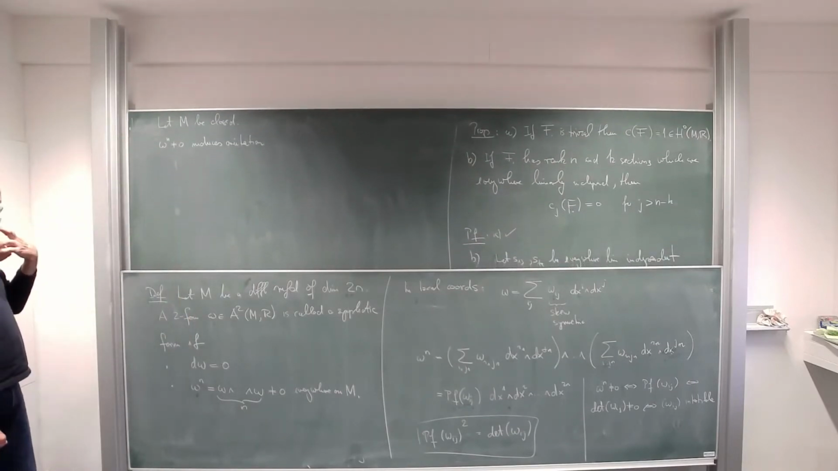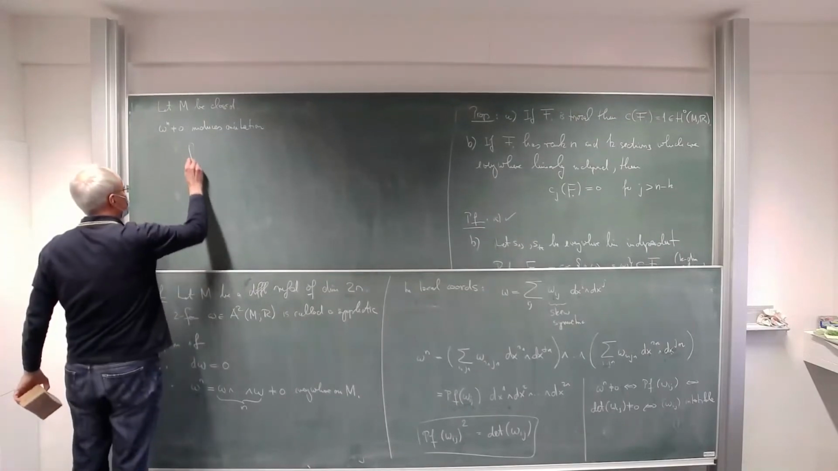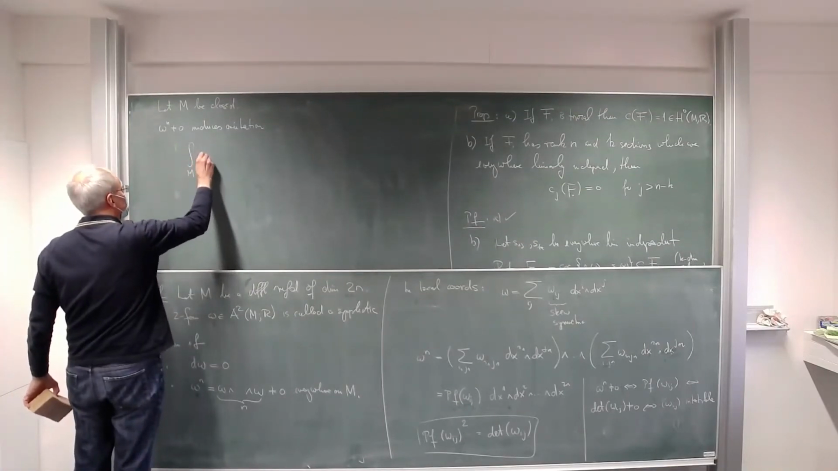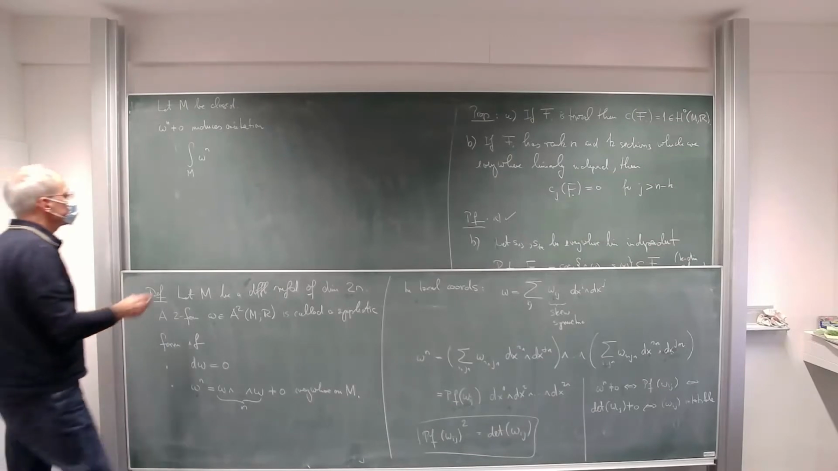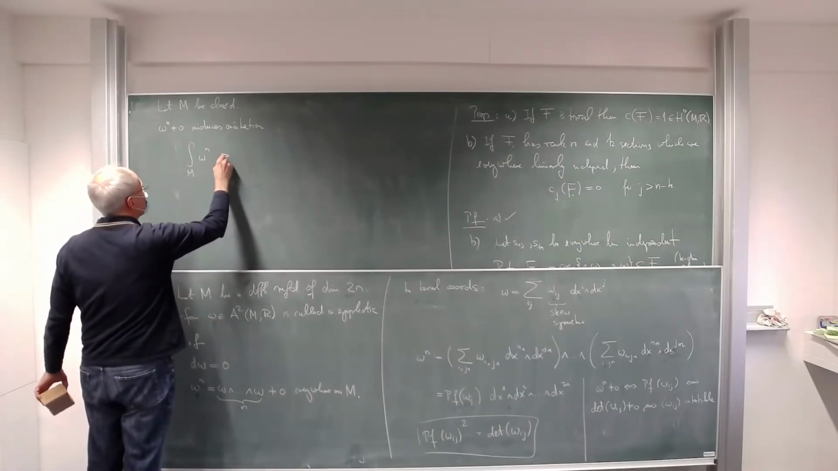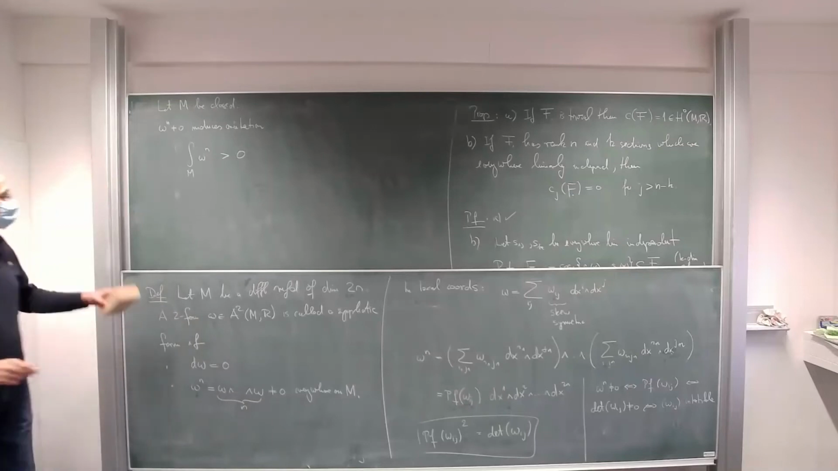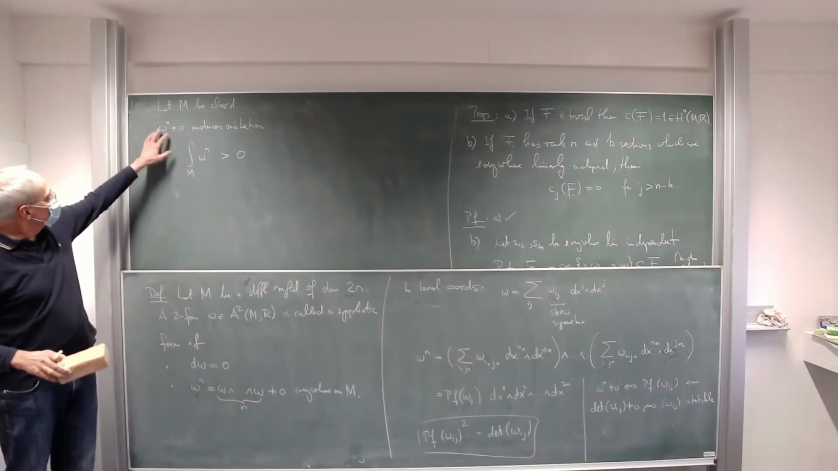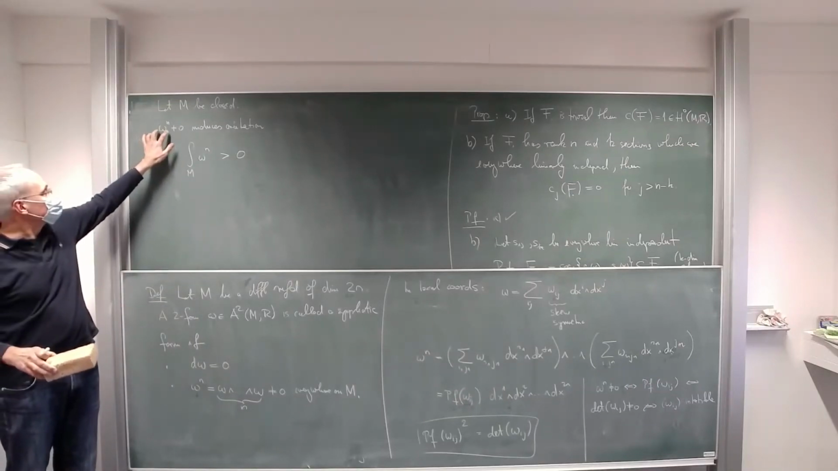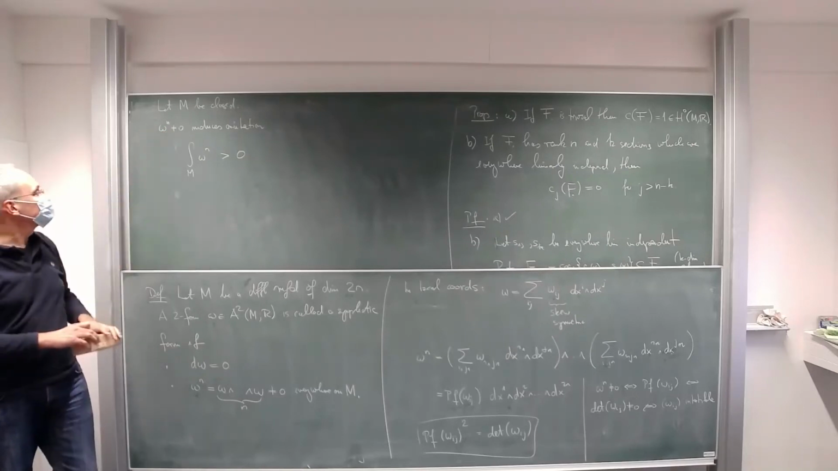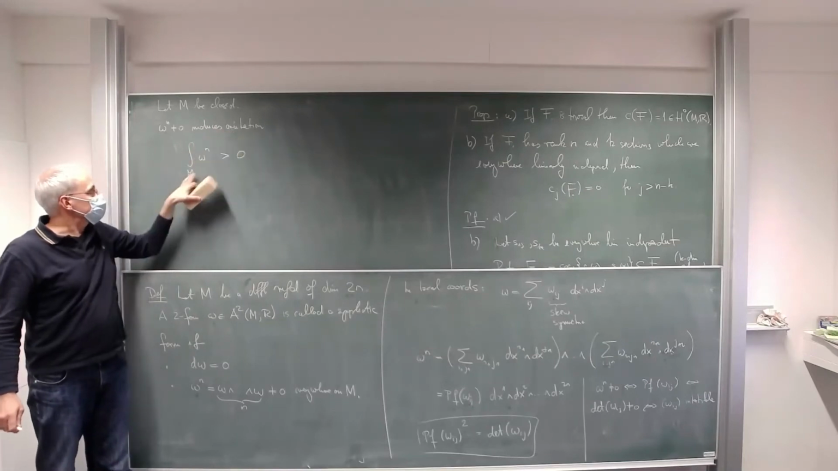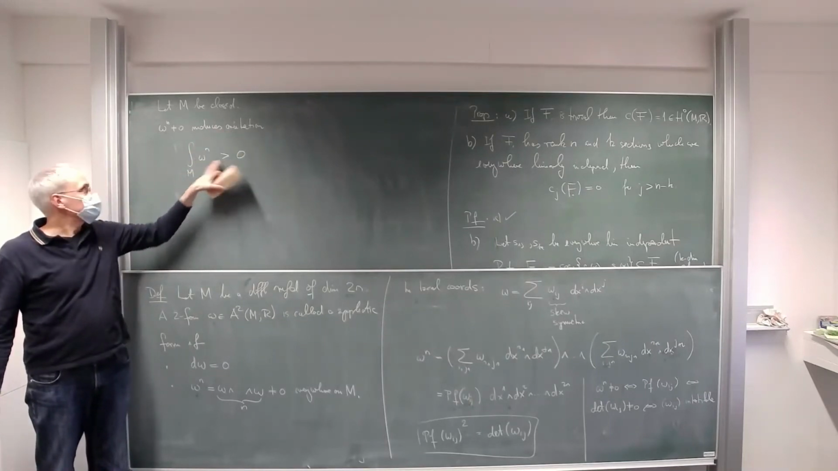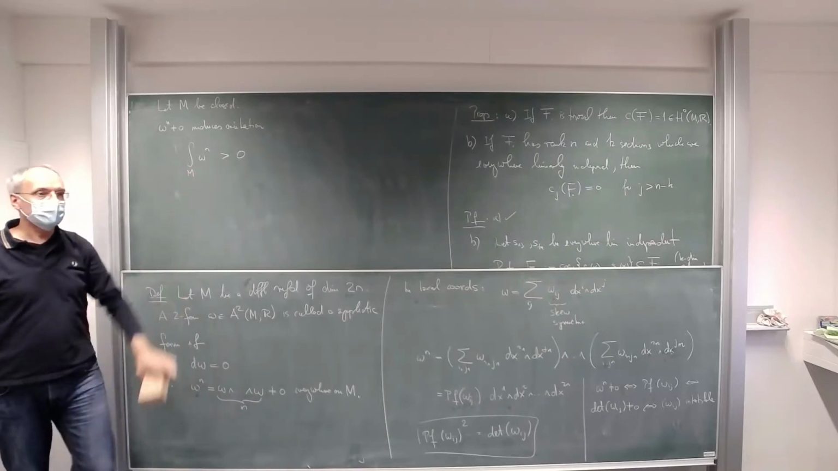All right, and with respect to this orientation, I can integrate omega n. Since this is never zero, I get something positive. It's the volume of the manifold, if I regard omega n as my volume form. And the induced orientation makes this positive. If I took the opposite orientation, I would get something negative. But I would never get something zero.